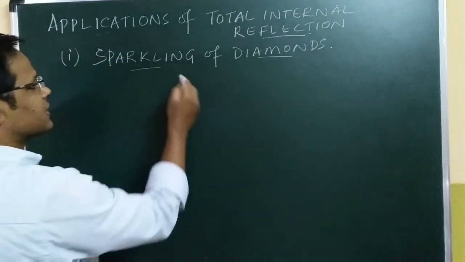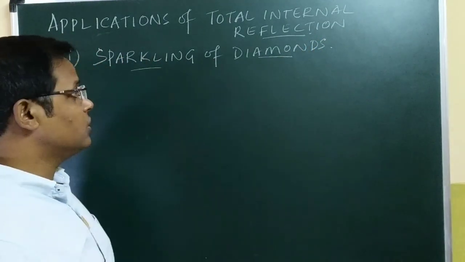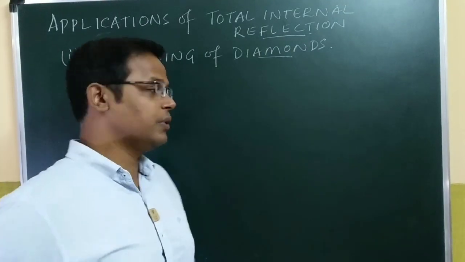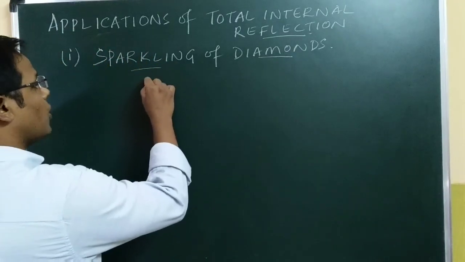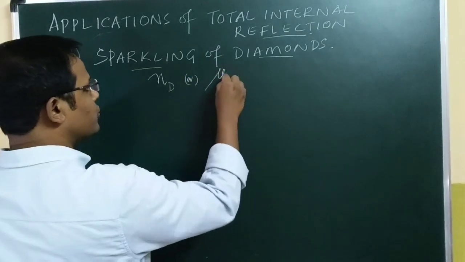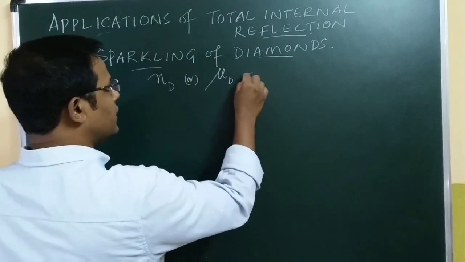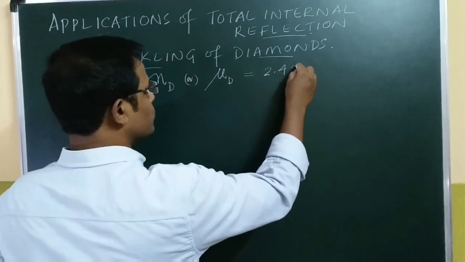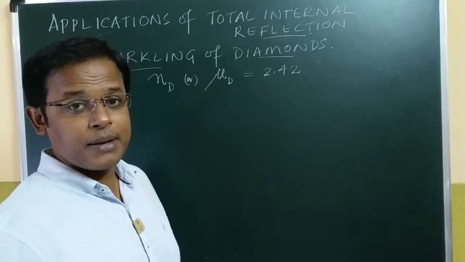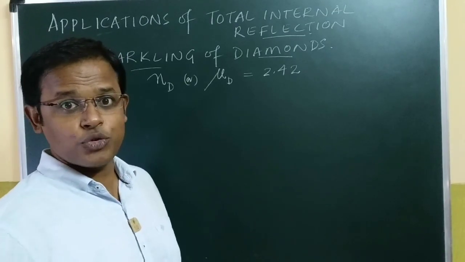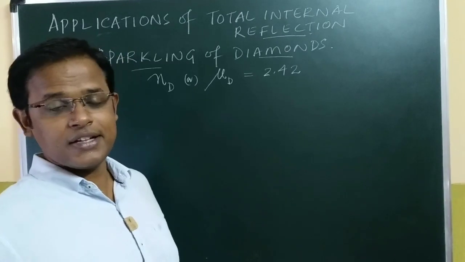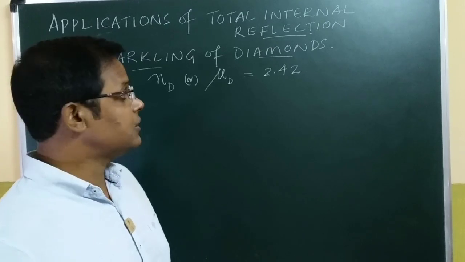Now, from our previous classes, we definitely know that diamond is the most optically denser medium. If you remember, the optical density of diamond, you write Nd or you write mu d, is around 2.42. So since the refractive index of diamond is around 2.42, light is going to slow down as it enters into a diamond crystal.